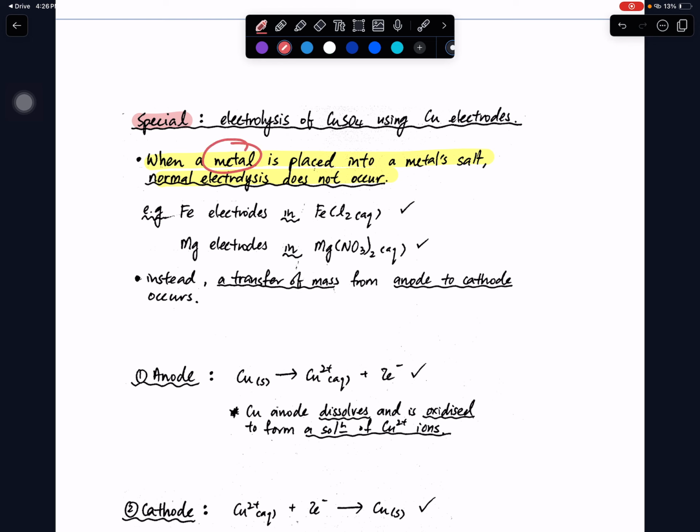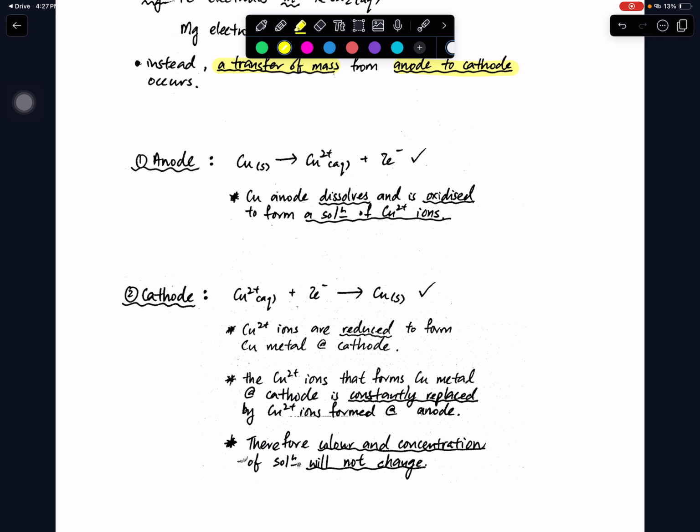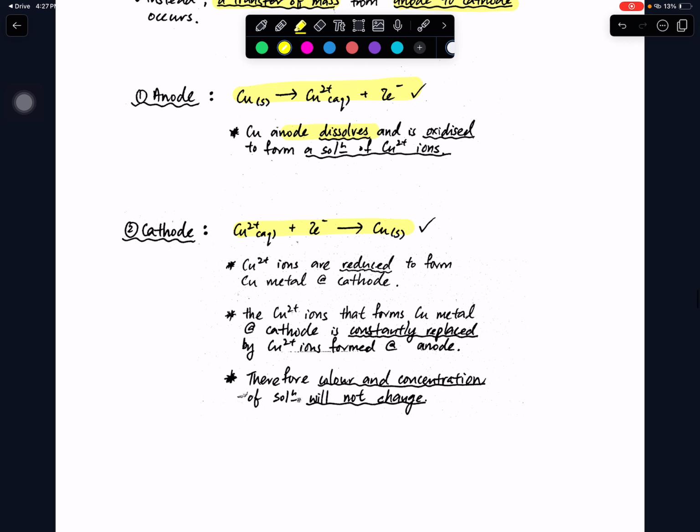So what am I trying to tell you? When the metal that you use and the salt that you use contain the exact same metal, something special will happen. For example, if you use copper electrodes in copper 2 sulfate, something special will happen. Let me show you what actually happens here. Instead of normal electrolysis, there will be a transfer of mass from your anode to your cathode. That means your copper anode will dissolve, while your cathode will discharge the copper 2 plus ions, and copper will form at the cathode. So the cathode will increase in size.